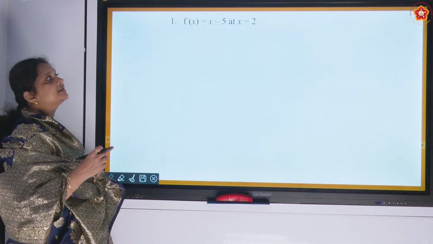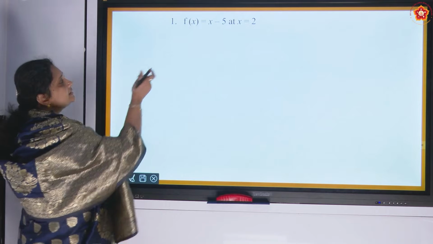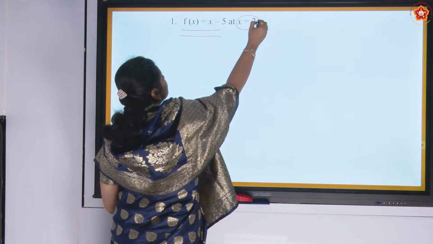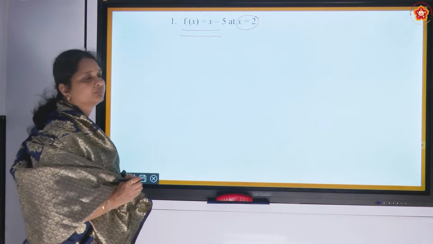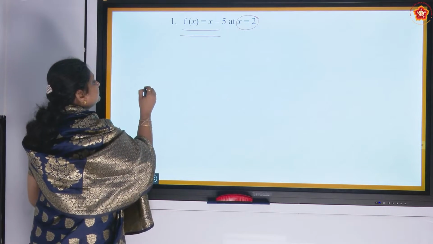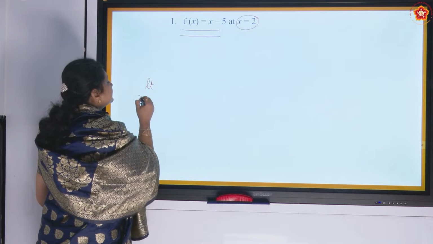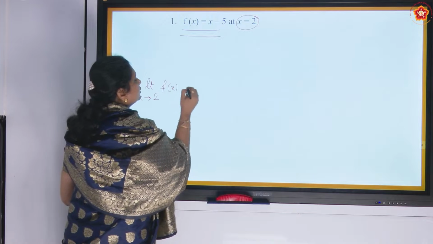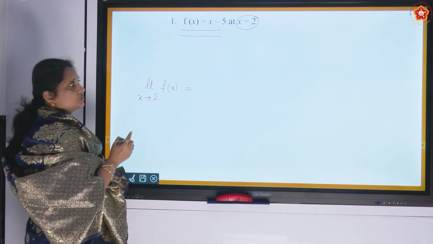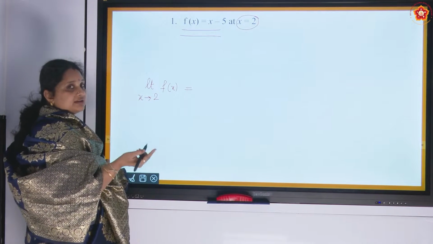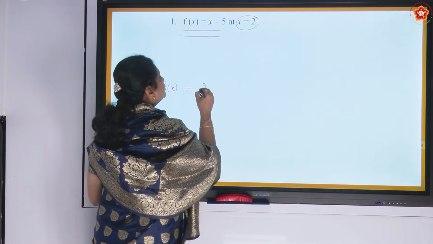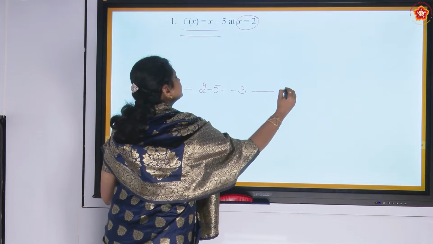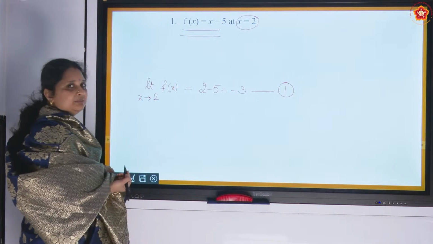Here, f of x is equal to x minus 5. This is my function. I need to check whether it is continuous at x is equal to 2. So now how do I do that? Let me first find limit x tending to 2, f of x value. So how do I do that? Limit x tending to 2, f of x is going to be 2 minus 5, that is equal to minus 3. So let's number this as first equation and keep it.